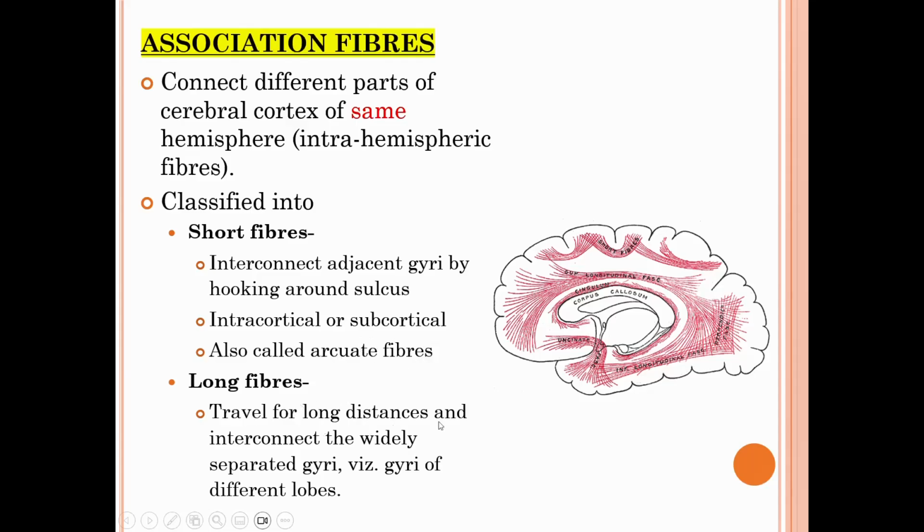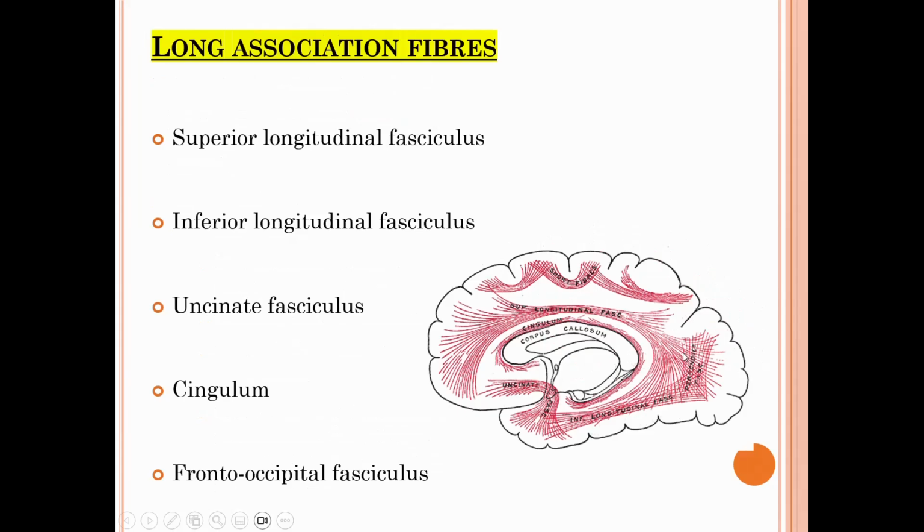Long fibers travel for long distances and interconnect the widely separated gyri, that is gyri of different lobes. So you can see here the association fiber connecting the frontal lobe to the parietal, the occipital, and the temporal lobe. Now what are the different examples of long association fibers? There is superior longitudinal fasciculus, inferior longitudinal fasciculus, uncinate fasciculus, cingulum and fronto-occipital fasciculus.